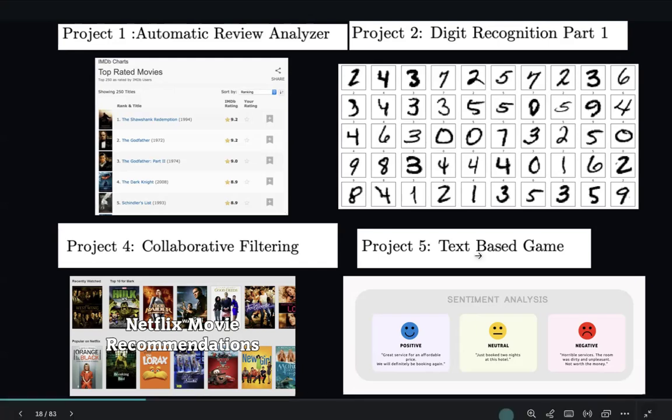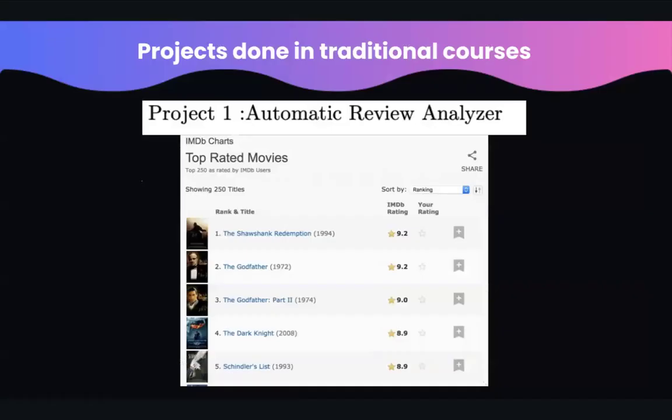Even the text based game and digit recognition, these are toy projects. Of course you can go through these, but you shouldn't stop here. This is what I'm reiterating multiple times. It's fine to do these projects, but you should understand that you can't add these projects to your resume, or to your GitHub portfolio as well, because these are toy projects not related to any field.